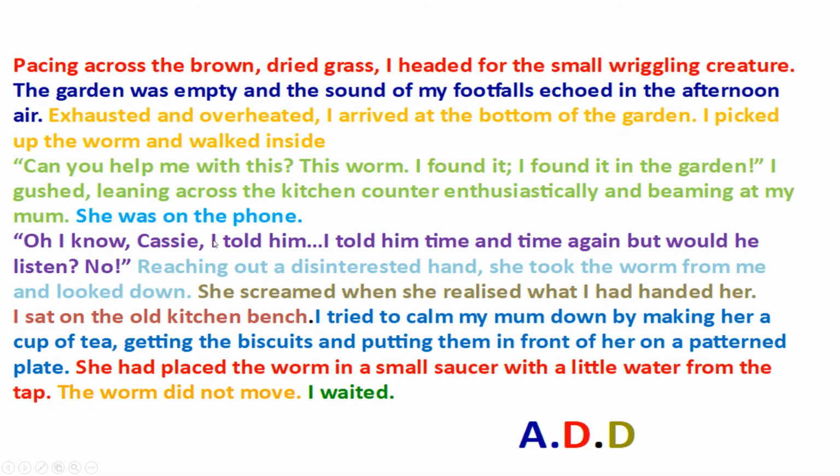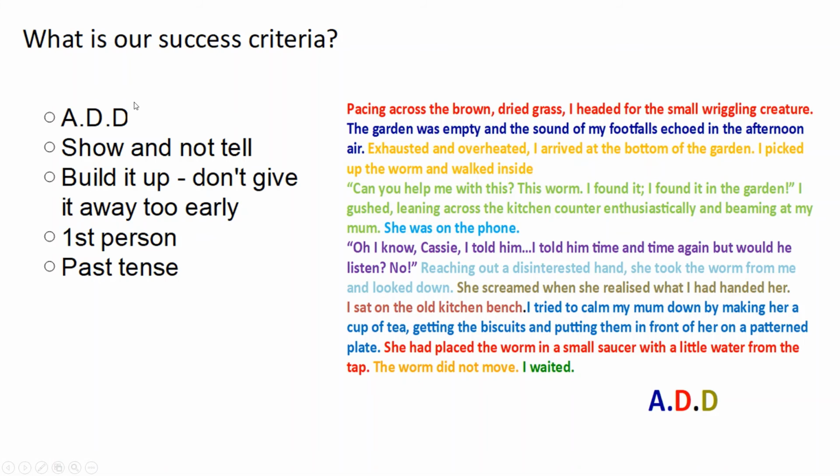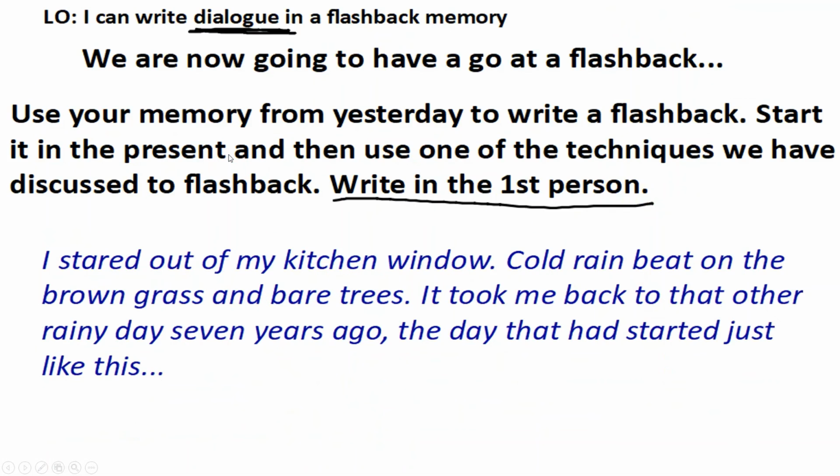She was on the phone. "Oh, I know, Cassie. I told him time and time again, but would he listen? No." Reaching out a disinterested hand, she took the worm from me and looked down. She screamed when she realised what I had handed her. I sat on the old kitchen bench. I tried to calm my mum down by making her a cup of tea, getting the biscuits and putting them in front of her on a patterned plate. She had placed the worm in a small saucer with a little water from the tap. The worm did not move. I waited.